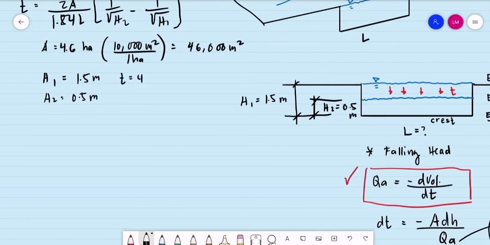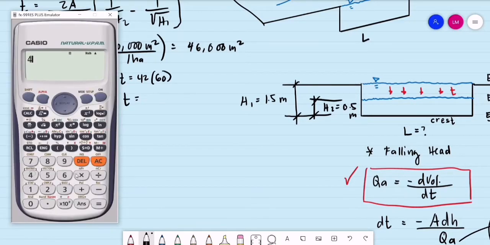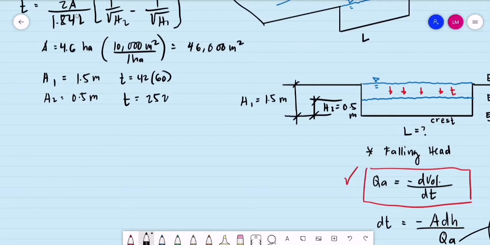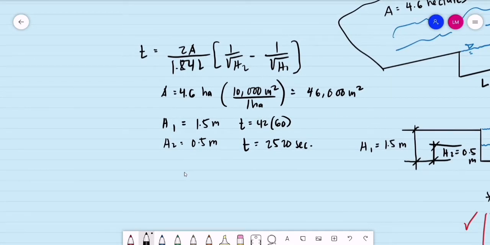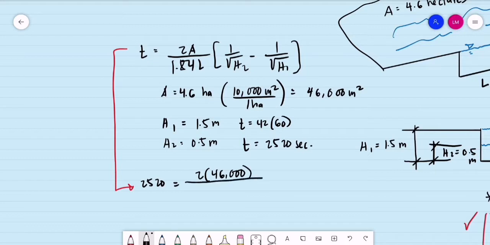Yung time is 42 minutes, gawin ko siyang seconds. So, times 60. So, ano yung equivalent ng 42 times 60? 2,520. So, 2,520 seconds. Okay, hinahanap natin dyan yung L. So mag-substitute tayo. So, this is the time is equal to 2,520 seconds is equal to twice the area. Ang area is equal to 46,000 square meters or 4.6 hectares. This is divided by 1.84, unknown yung L. Okay, yun yung hinahanap natin.